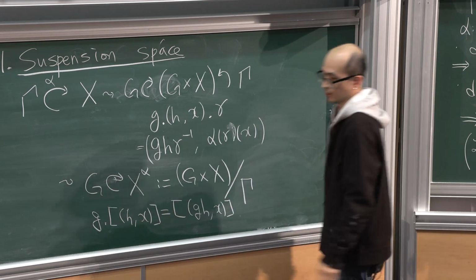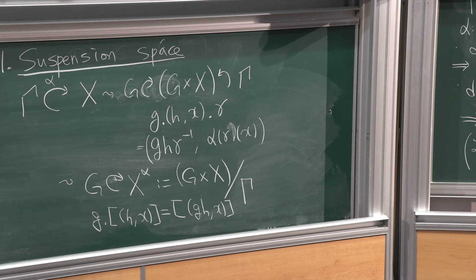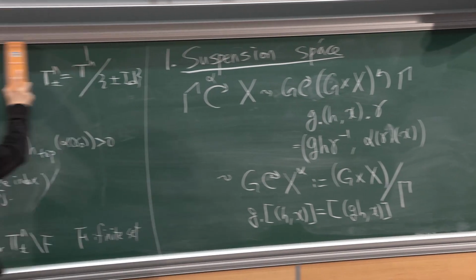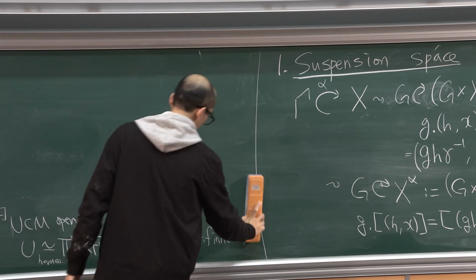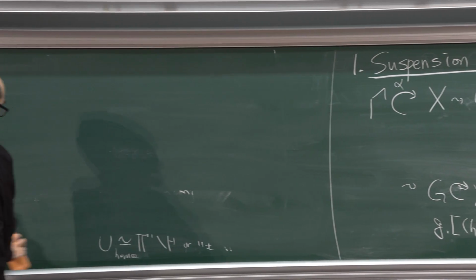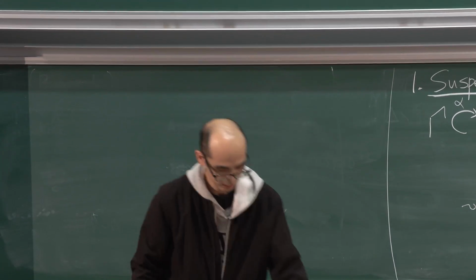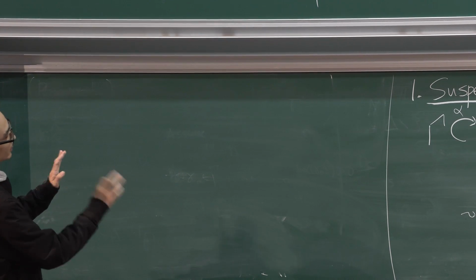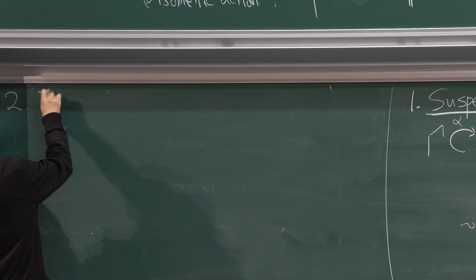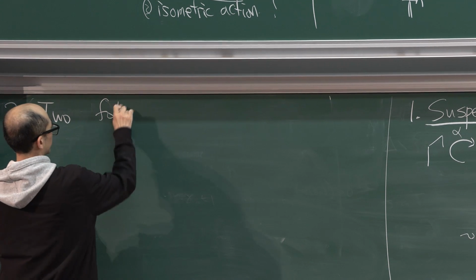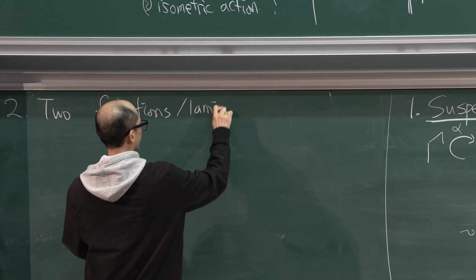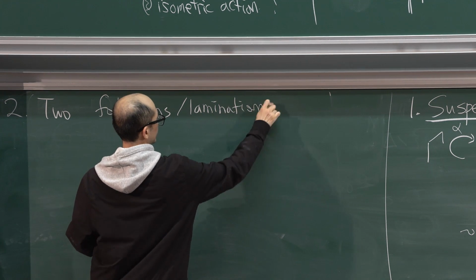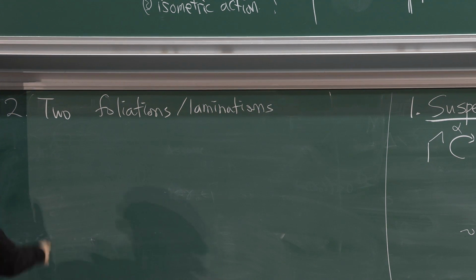So I want to introduce 2 foliations or laminations on the suspension. So these will be the 2 foliations or laminations that are defined by dynamics.